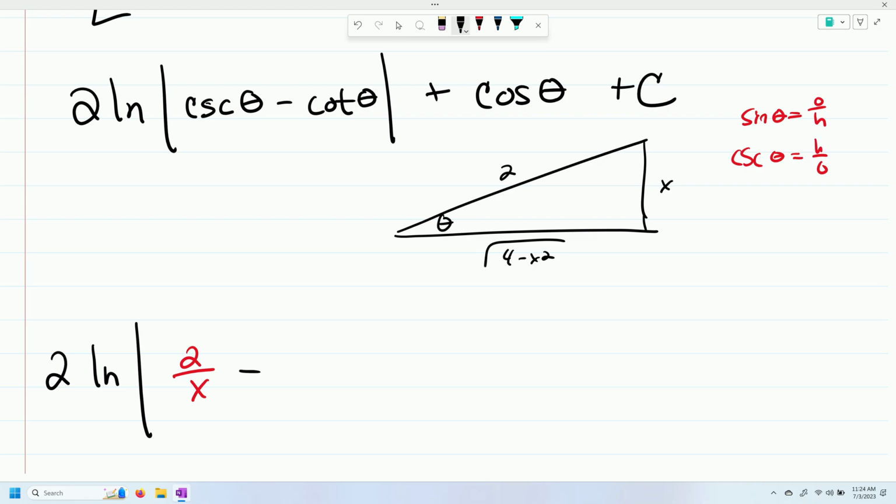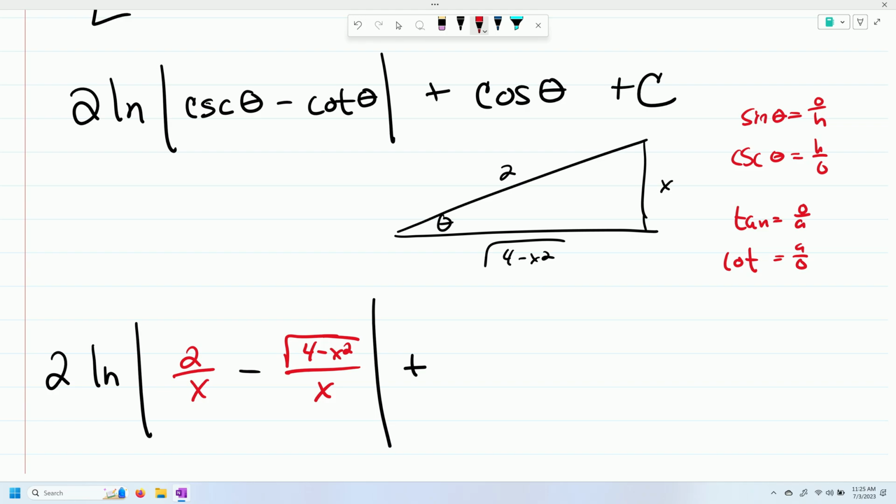Minus cotangent. Well, remember, tangent is opposite over adjacent, so cotangent is adjacent over opposite. So cotangent is going to be adjacent, square root of 4 minus x squared, over the opposite, which is x. All right? Plus cosine is adjacent over hypotenuse, so it's going to be adjacent, square root of 4 minus x squared, over hypotenuse, 2.